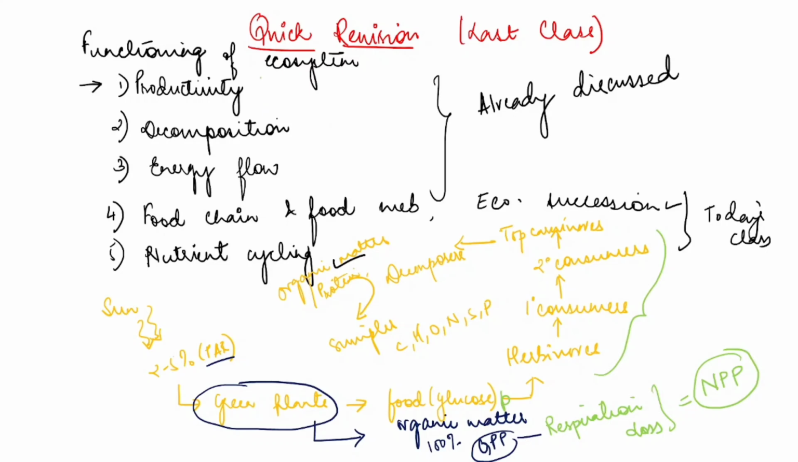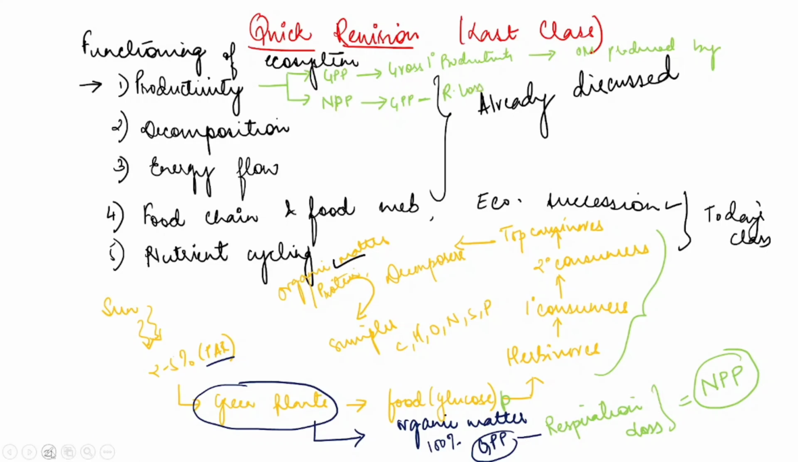So productivity is of two types. What are the two types of productivity? GPP and NPP. Now what is GPP? GPP is nothing but gross primary productivity. What is gross primary productivity? The amount of organic matter synthesized by green plants, we call it gross primary productivity. And what is net primary productivity? Gross primary productivity minus the amount of energy utilized by the plants to undergo respiration, the respiration loss, is nothing but NPP, right?